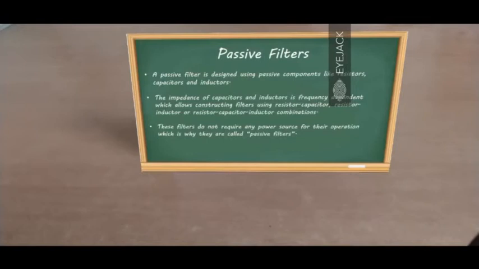Alright, what is a passive filter? A passive filter is designed using passive components like resistors, capacitors, and inductors. And why is it named passive? Is because they don't need an external power source for their operation. Alright, now why are resistors, capacitors, and inductors used? That is because the impedance of capacitors and inductors are frequency dependent. When it is frequency dependent, that's what helps us to do all the frequency related operations like cutting off certain frequencies or letting some frequencies pass through. So there are different types like resistor capacitor, resistor inductor, or all three resistor capacitor inductor combinations.